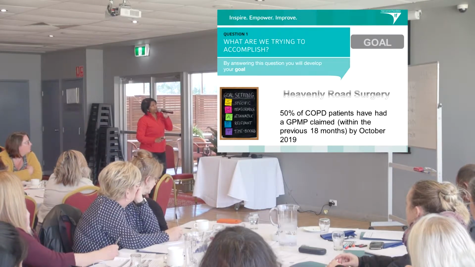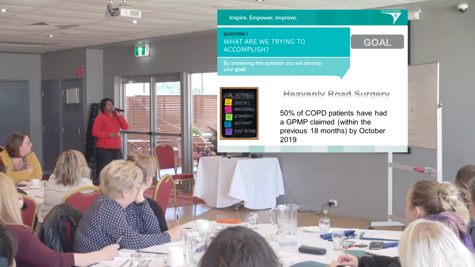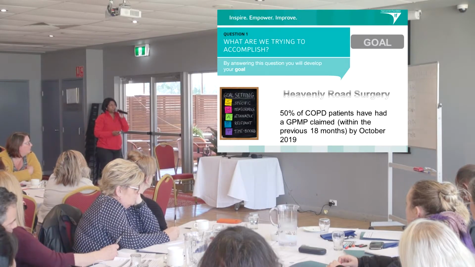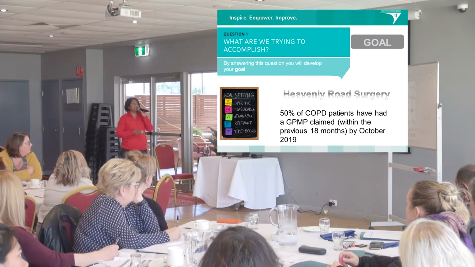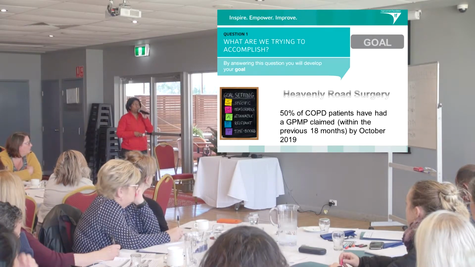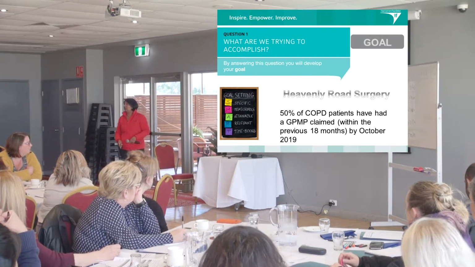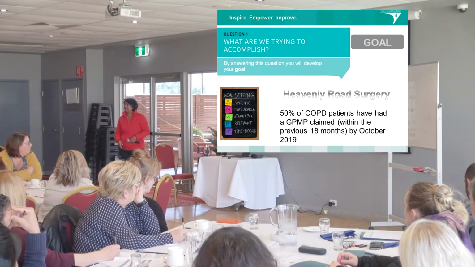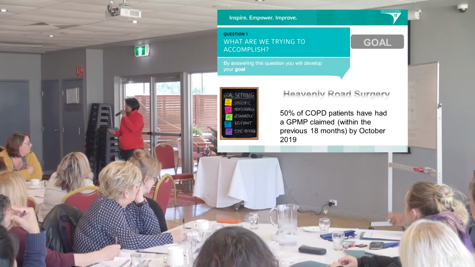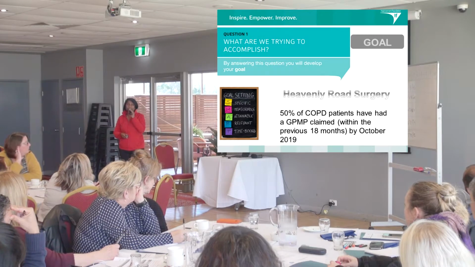So in this instance, this particular practice decided to write this goal down. 50% of COPD patients have had a GPMP claimed within the previous 18 months by October 2019. So do you think that's a SMART goal? Do you believe it's captured? Yes?